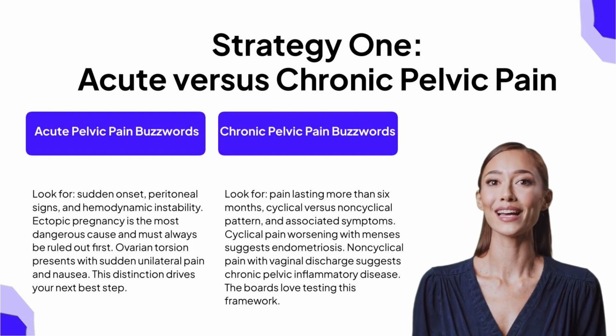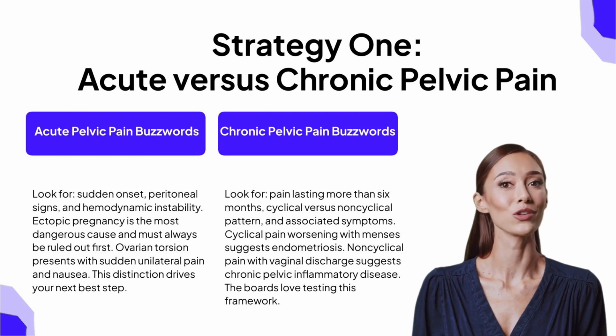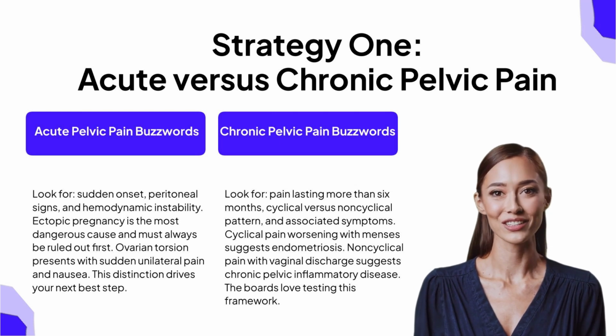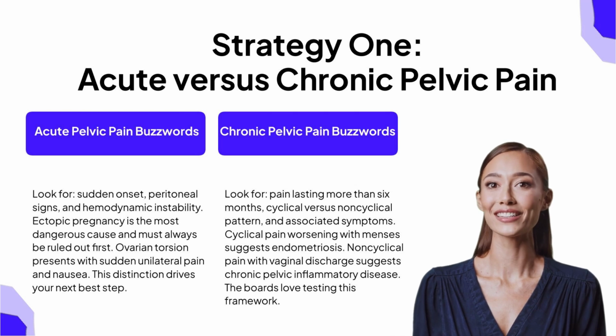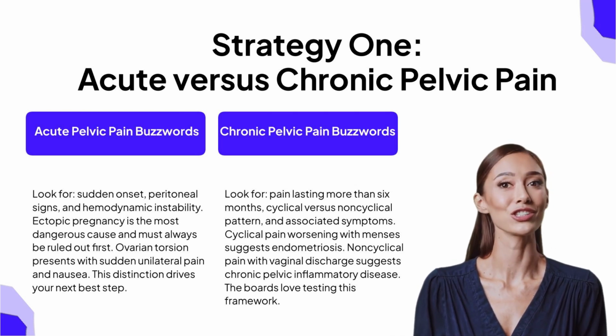For chronic pelvic pain, look for pain lasting more than 6 months and whether the pattern is cyclical or non-cyclical. Cyclical pain that worsens with menses strongly suggests endometriosis. Non-cyclical pain with vaginal discharge or cervical motion tenderness points to chronic pelvic inflammatory disease. The boards love testing this framework, so make it your first mental framework when approaching these questions.